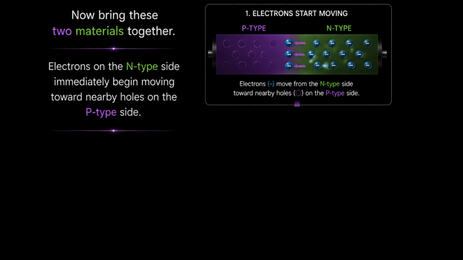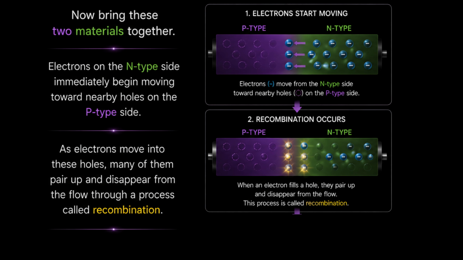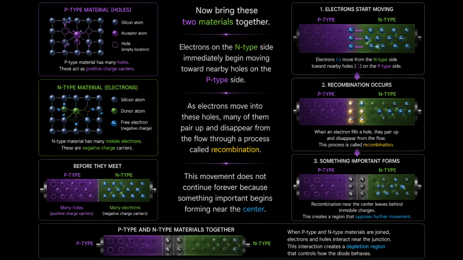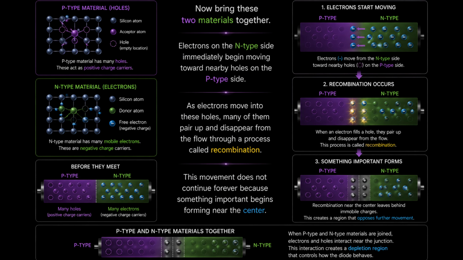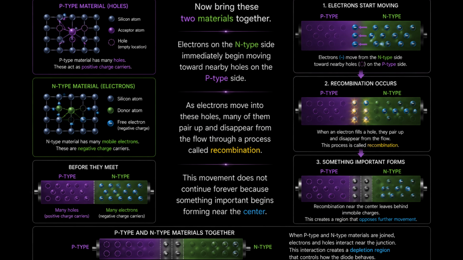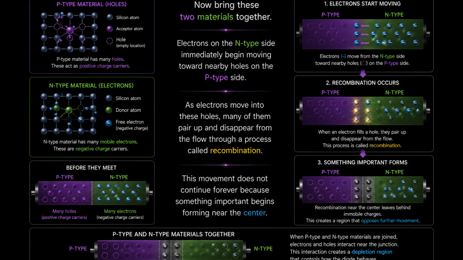Electrons on the n-type side immediately begin moving toward nearby holes on the p-type side. As electrons move into these holes, many of them pair up and disappear from the flow through a process called recombination. This movement does not continue forever, because something important begins forming near the center.